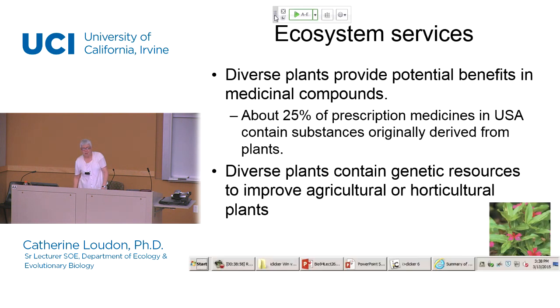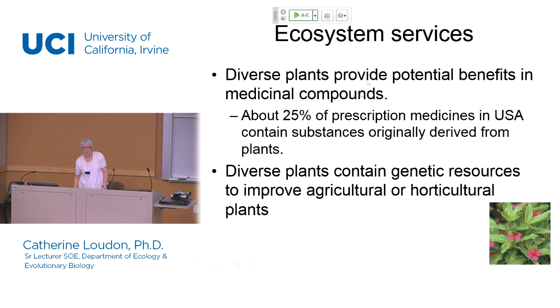And I'm going to end with a final example of ecosystem services that some of you might not be familiar with, and that is the important role of plants in medicines. And fully 25% of the prescription medicines used in the United States contain substances that were originally derived from plants. So plants have a rather extraordinary wealth of different compounds, many of which are pharmaceutically active, and this relates to their role in the plants perhaps as defensive compounds.